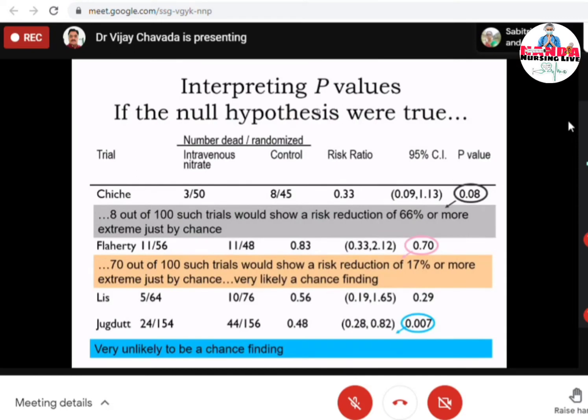Now out of these three, 0.7 and 0.08, these two values are non-significant. Means we can say that in these two scenarios, the difference which has occurred is by chance. And in this case, it is less than 0.05, highly significant. Means it is unlikely that the difference occurred by chance. So it is a real difference, not a chance difference. I hope you are getting it.